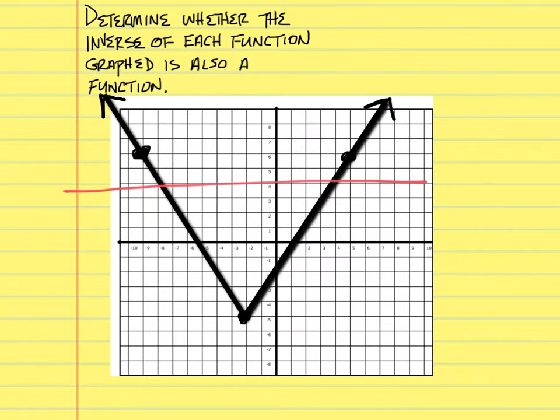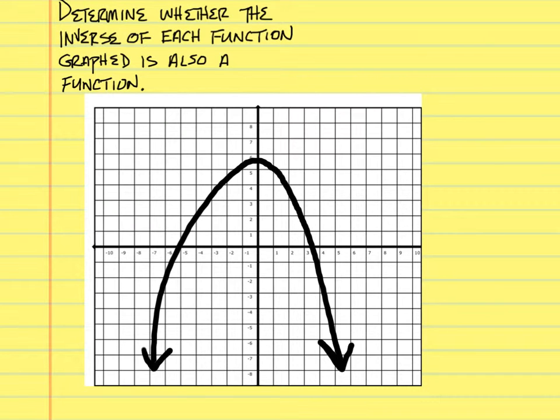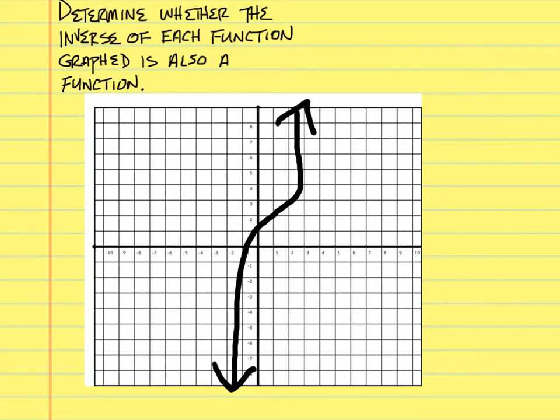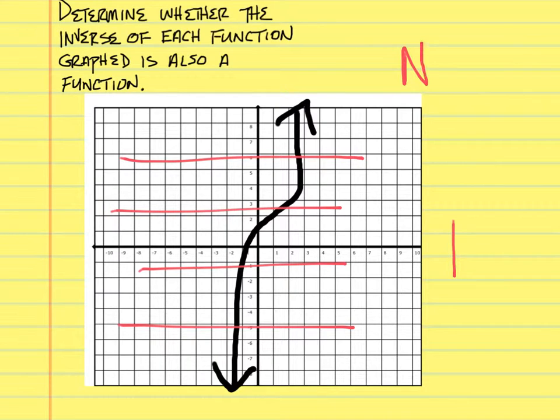Here's a horizontal line. Is the inverse a function? No, it crosses in how many places? 2. All right, bring this one up. Is the inverse of this function a function, yes or no? The answer, here's the horizontal line test, and that would mean that the inverse is no. Yes or no, is the inverse of this function a function? Here is the horizontal line test, and no matter where we go, it's just going to be one spot. So the answer is yes.